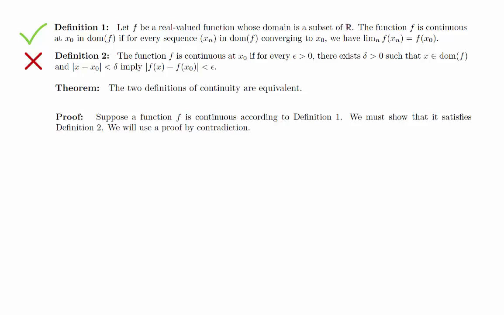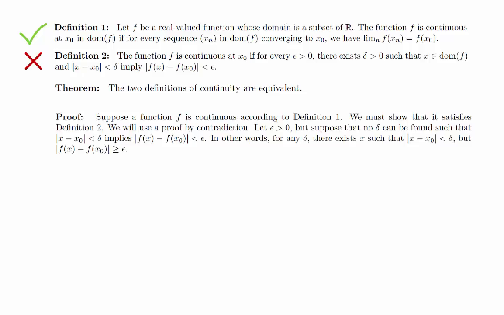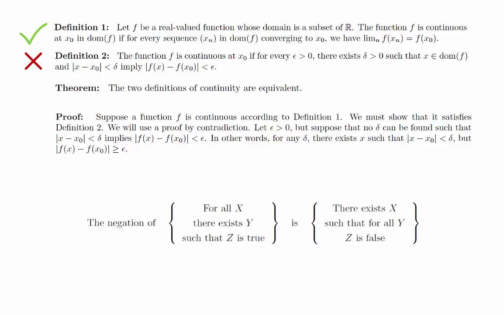How does it fail definition 2? Let epsilon be greater than 0, but suppose no delta can be found such that the absolute value of x minus x0 less than delta implies the absolute value of f of x minus f of x0 is less than epsilon. In other words, for any delta, there exists an x such that the absolute value of x minus x0 is less than delta, but the absolute value of f of x minus f of x0 is greater than or equal to epsilon. You may want to pause the video right now and just take a moment to think about it. The statement below will help you to organize the information in your head.